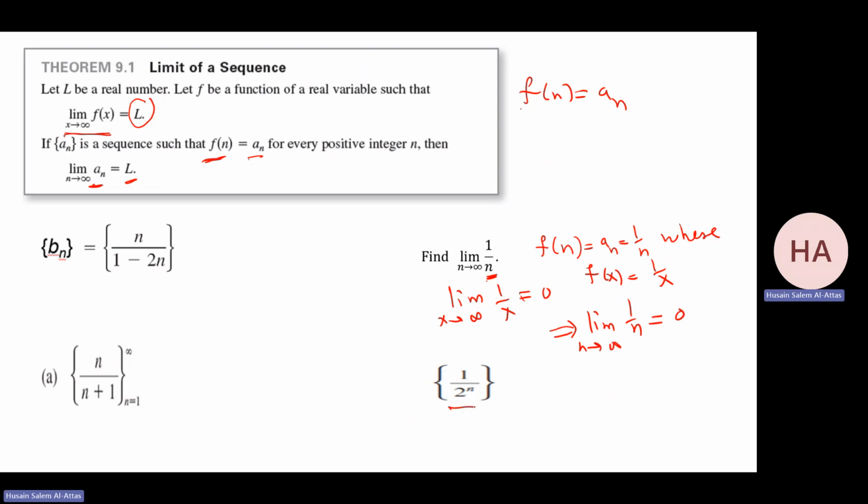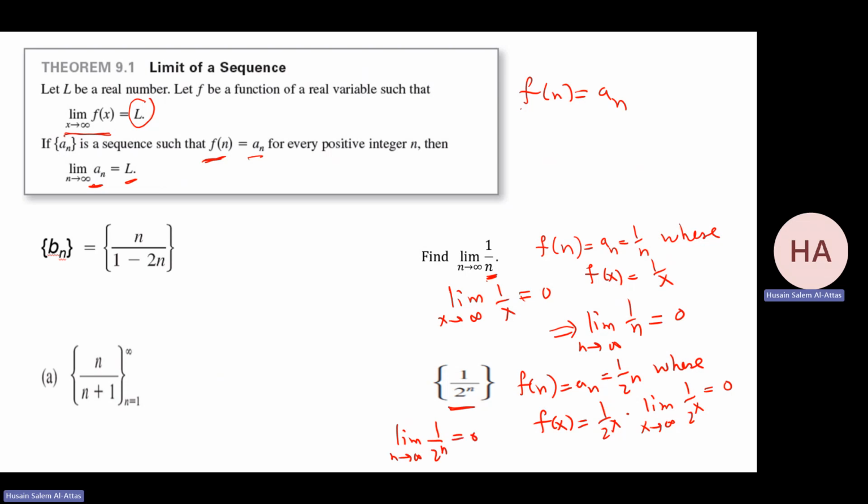And the same thing with this one. So my f of n will be a_n equals 1 over 2 to the power n, where f of x in this case is 1 over 2 to the power x. Note the limit as x goes to infinity of 1 over 2 to the power x will be what? 2 to the power infinity is infinity, so 1 over infinity, that will be 0. So the limit of 1 over 2 to the power n as n goes to infinity will be 0. The same thing with this one.